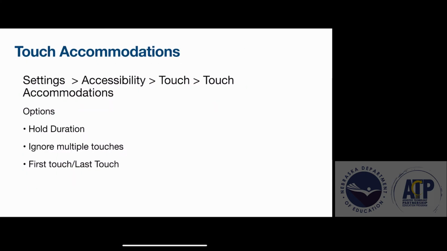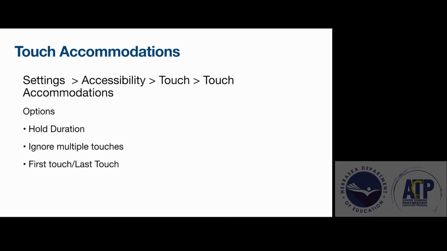Touch accommodations. So if you go into Settings, Accessibility, Touch, and Touch Accommodation, it allows you to compensate for some of the touch issues you may have with students. So again, if they drag across the screen and get to a specific item, but they touch a lot of things going there, you can set a hold duration. That means they have to hold onto an icon for a specific amount of time before it will be activated.